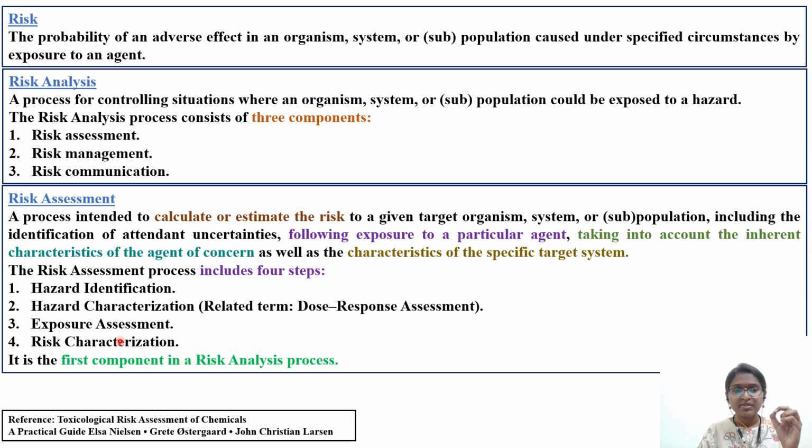Okay, third step is exposure assessment. How long, how much duration, which population, that is, risk characterization is deriving. You have to calculate or estimate the risk. For example, in the case of impurities, we are calculating permitted daily exposure. In the case of a radiation hazard, you'll be calculating in terms of sieverts how much radiation was there. So like that. So if you look into the risk analysis, this risk assessment is the first component in the case of risk analysis.